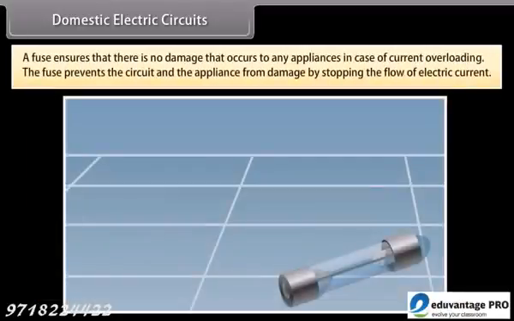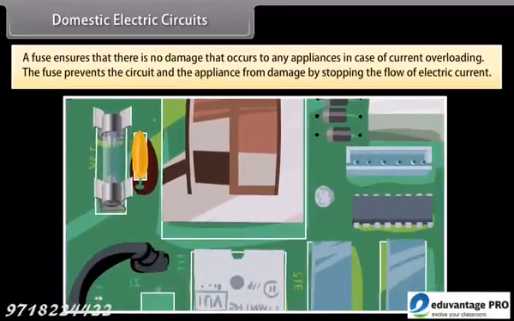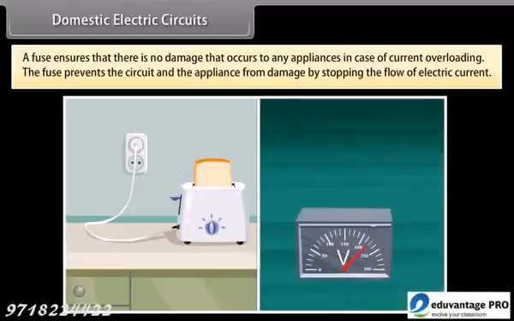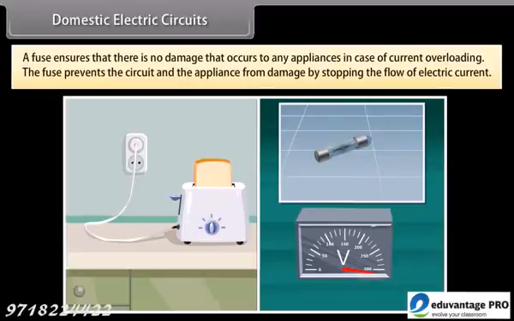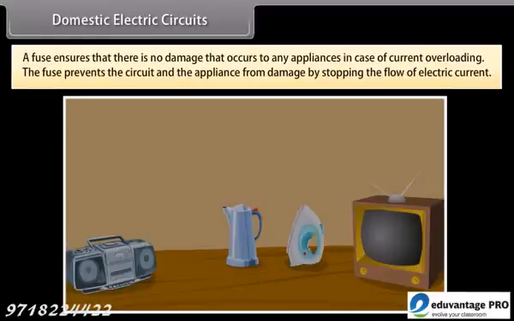A fuse is an important part of all circuits. It ensures that no damage occurs to any appliances in case of current overloading. Overloading occurs when the live wire and the neutral wire come in contact with each other or there is a rise in the supply voltage. In this case, the fuse prevents the circuit and the appliance from damage by stopping the flow of electric current.